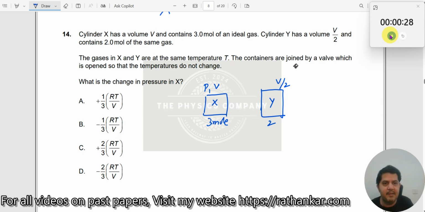These containers are joined by a valve. I put a valve here, which is open, so the temperature does not change. What is the change in pressure in X?